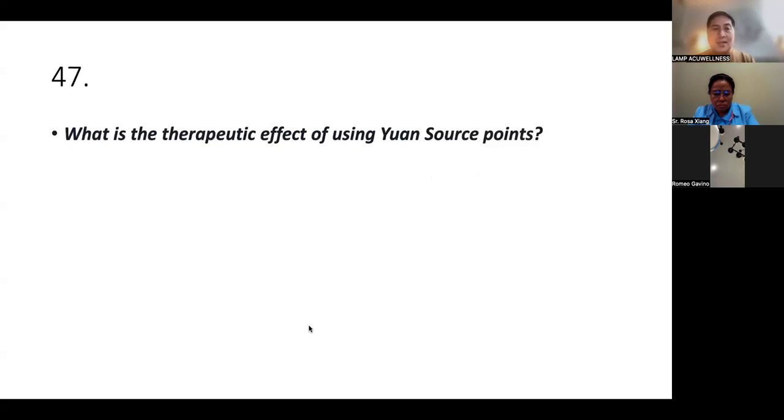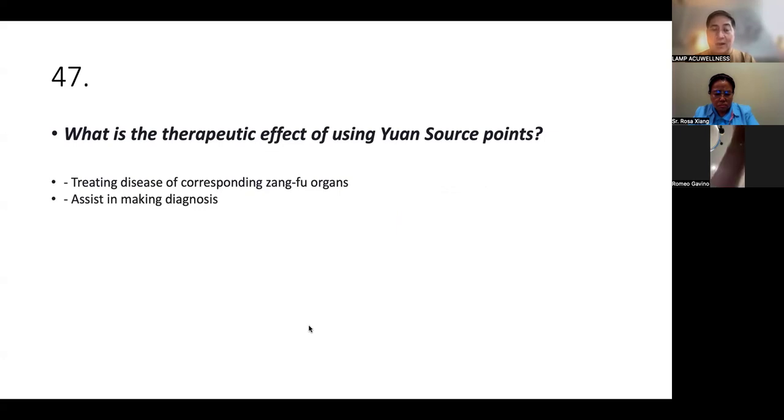your emotion. What is the therapeutic effect of using Yuan-Source points? Treating disease of the corresponding Zang organs and assisting in making diagnosis. So practice palpating those points. If they are not tender at all, then you have a wrong diagnosis.